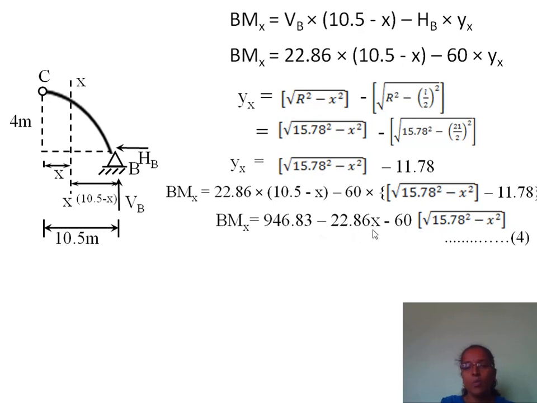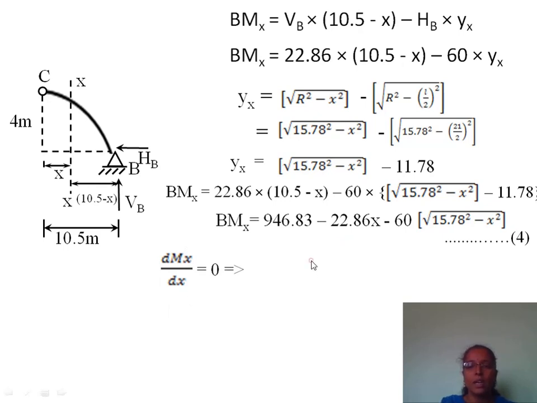946.83 minus 22.86x minus 60 into square root of 15.78 square minus x square. So we will take this as equation 4. To obtain the position of maximum bending moment, we have to differentiate this equation 4 with respect to x and equate it to 0. So that is dMx/dx equals 0.